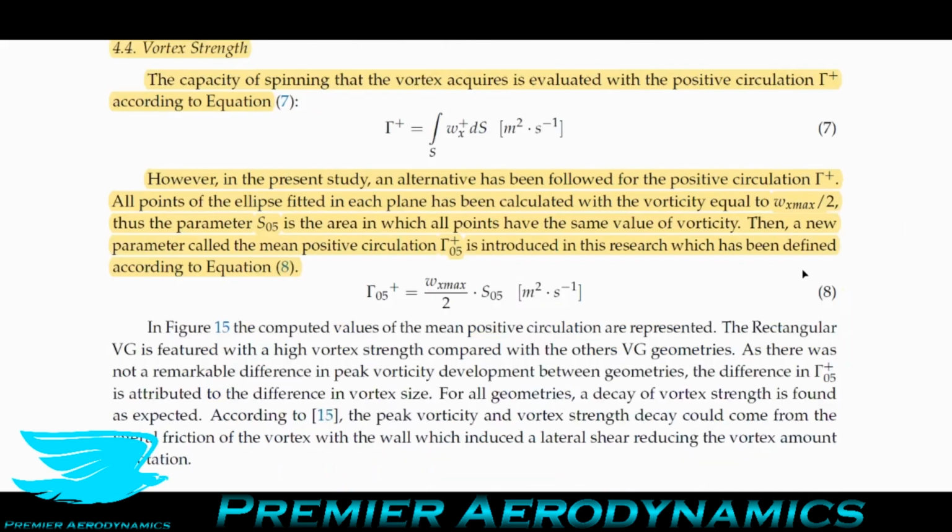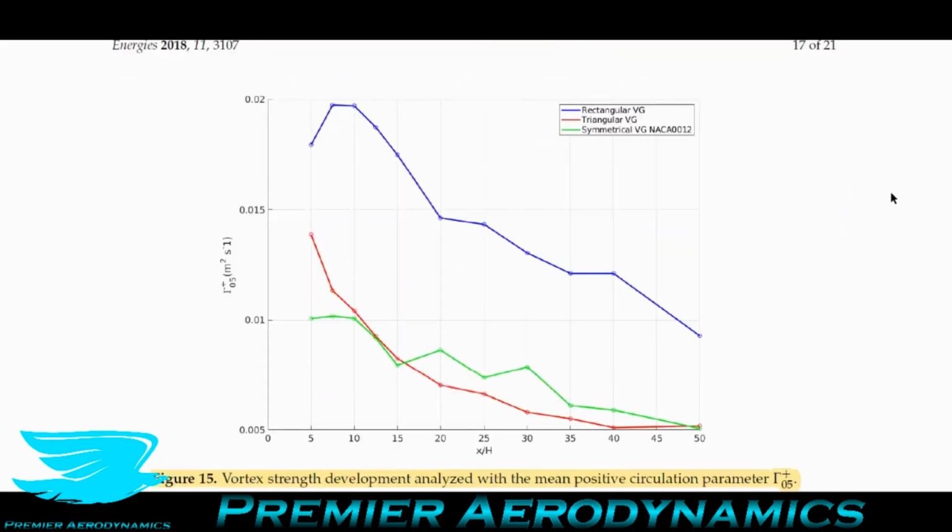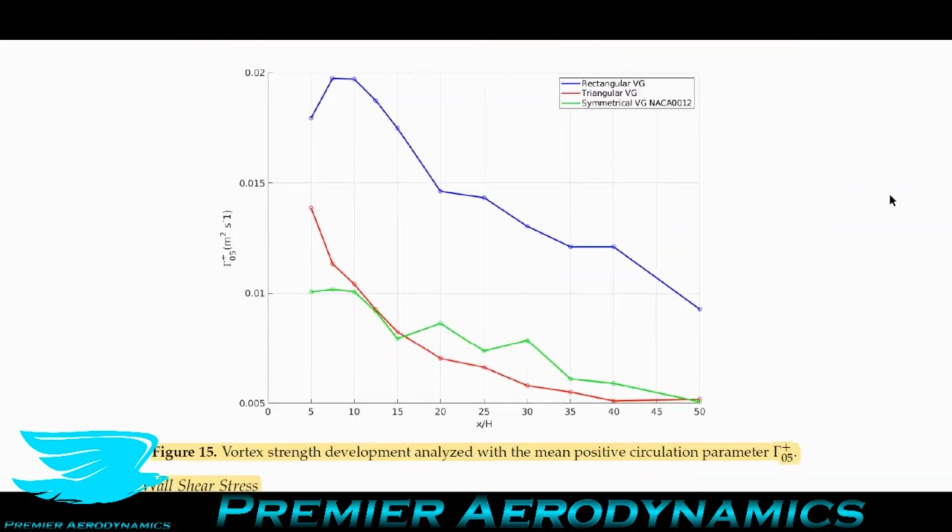So they've gone down this path. I don't like it. They should have made the vorticity 0 and done a bound integral around that, but they haven't. They went with the maximum vorticity on 2. And have plotted this. I'm not going to go into the details too much because I don't think it's accurate. I'm just going to give you the general trends. And what they've found is that the vortex coming from the rectangular vortex generator is always much stronger than the triangular vortex generator and the NACA 0012 vortex generator as you go downstream.